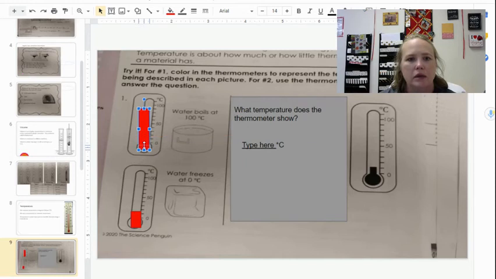Like, obviously, this is not 100 if I have it like that. So you'll want to mark this at 100. This one, you're going to mark it 0. We'll do the same thing right here, move it to where it's at 0. And then right here, it says what temperature does the thermometer show. So this thermometer is what you're going to look at, okay?